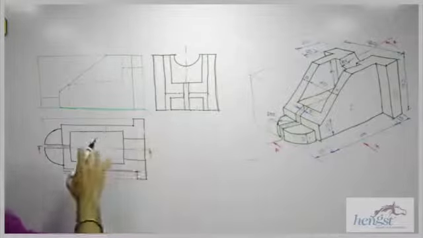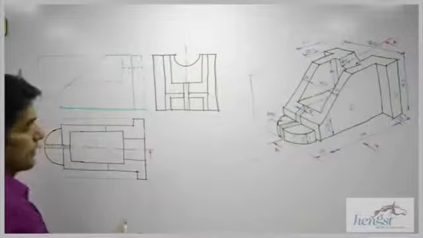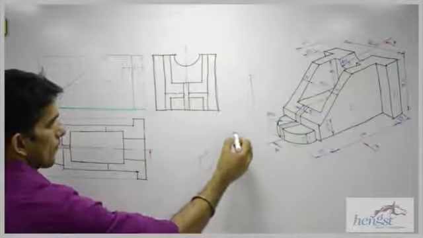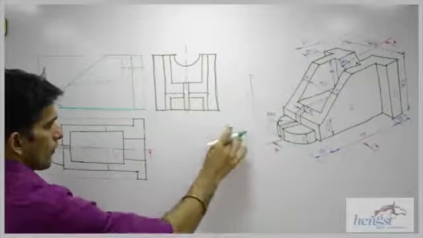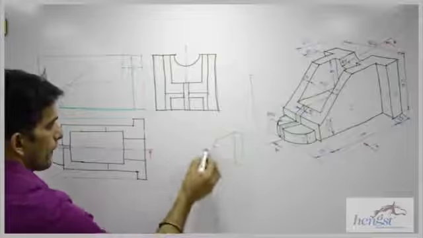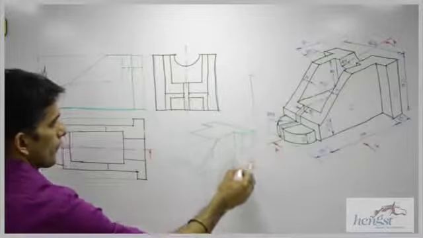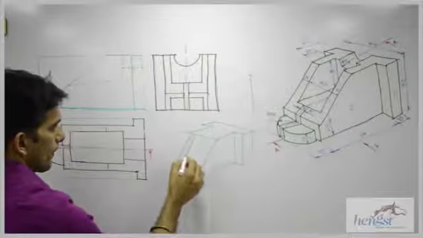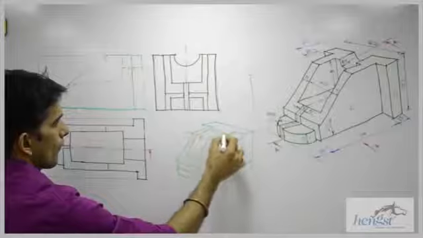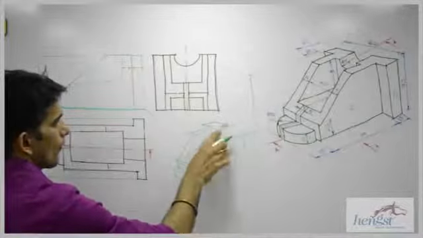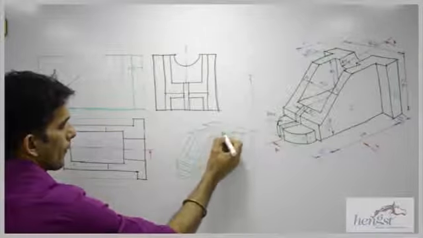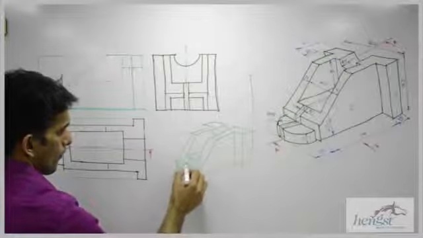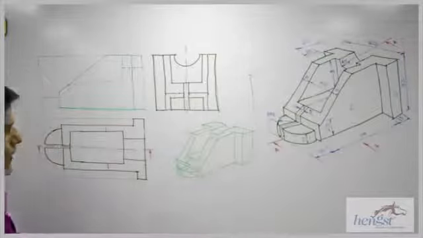So now we are done with side view and top view. Now we need to draw sectional front view. So what I will do first, I will draw this diagram once again. So it is like this. Now we are going to cut from here.